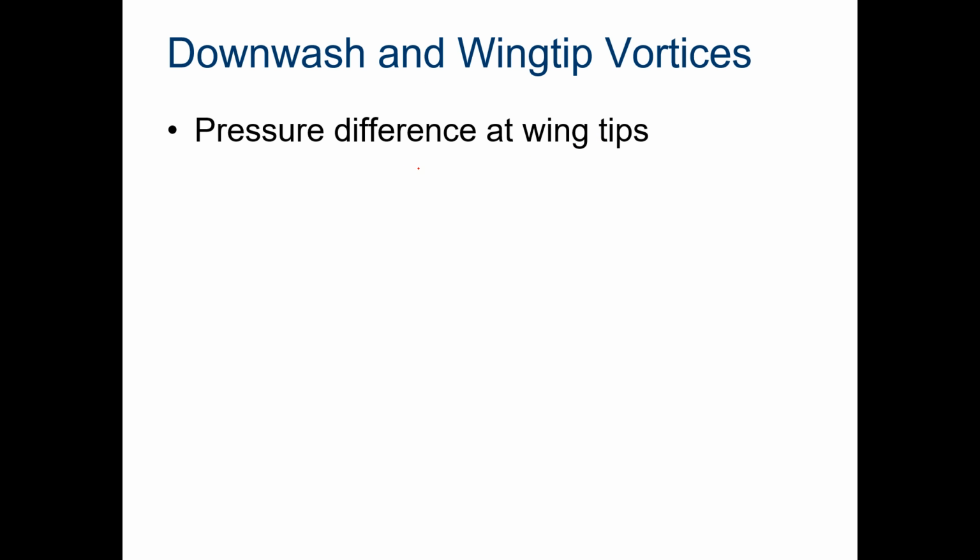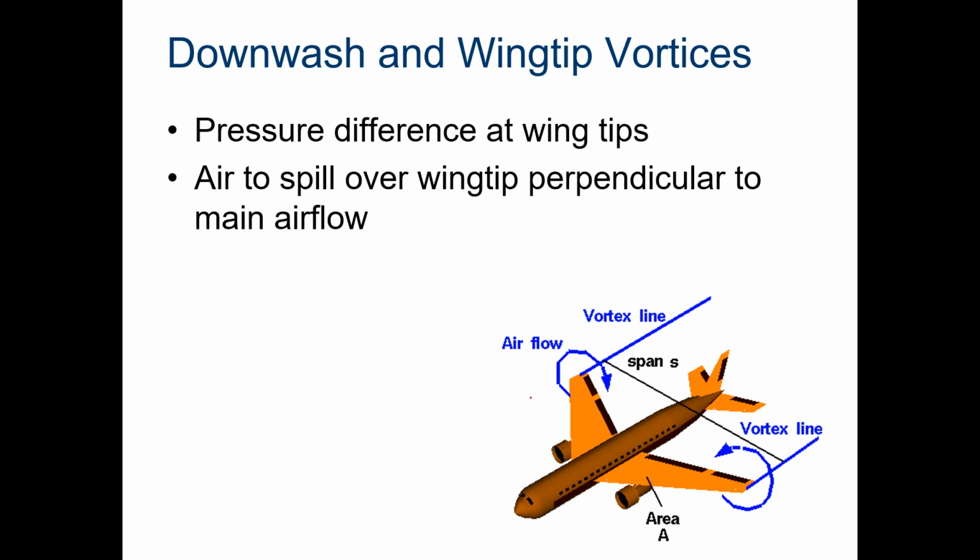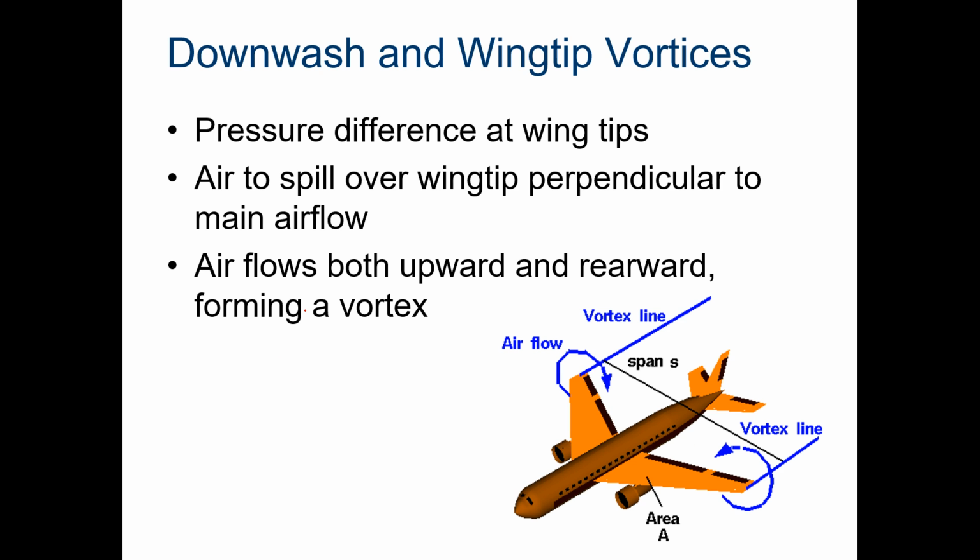One of the things associated with drag is downwash and wingtip vortices. There's a pressure difference at the wingtips, and air has a tendency to spill over the wingtip perpendicular to the main airflow. So we get this additional air swooping around on the end of the wings, and it's actually creating more drag and slowing the plane down. Airflow flows both upward and rearward, forming a vortex. This decreases lift, and it also increases our drag, and it affects our fuel efficiency as well.